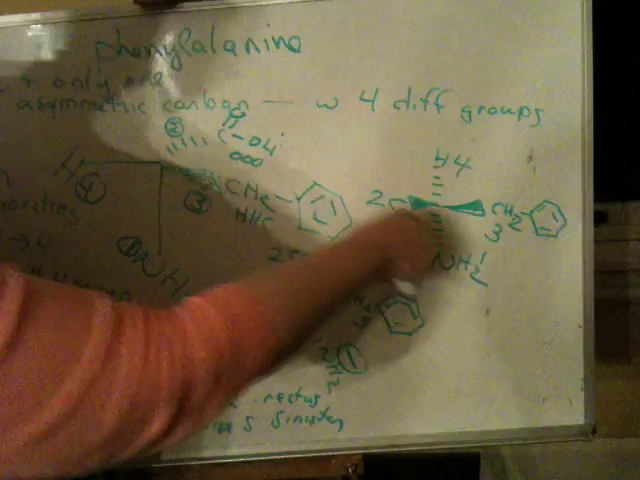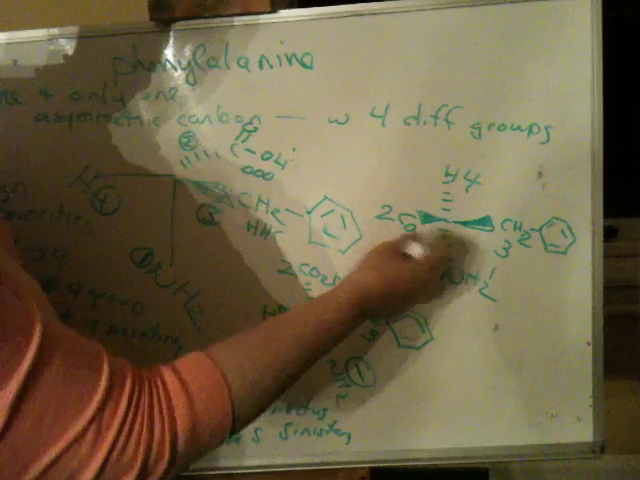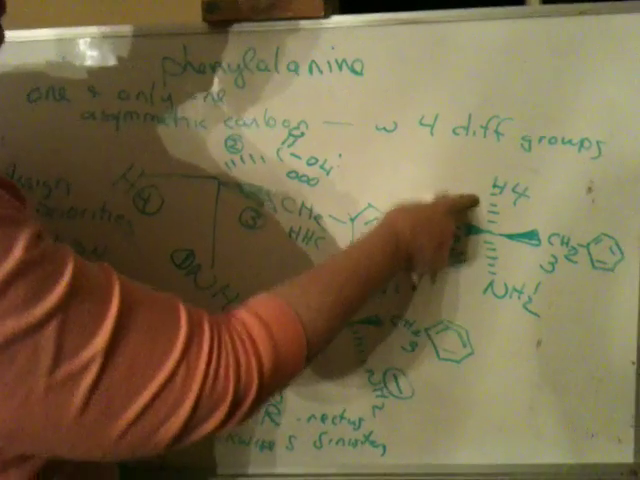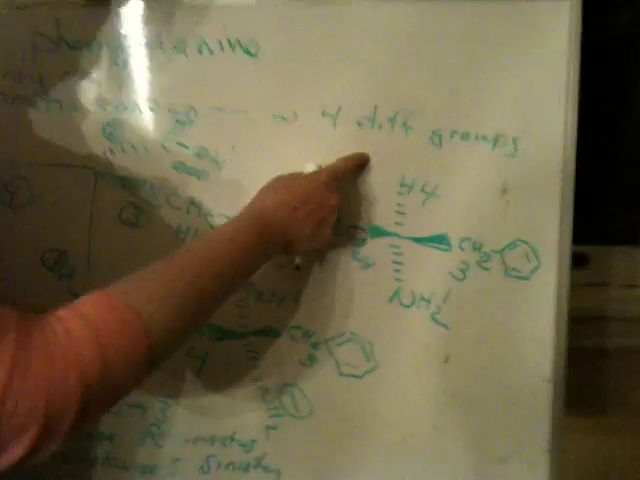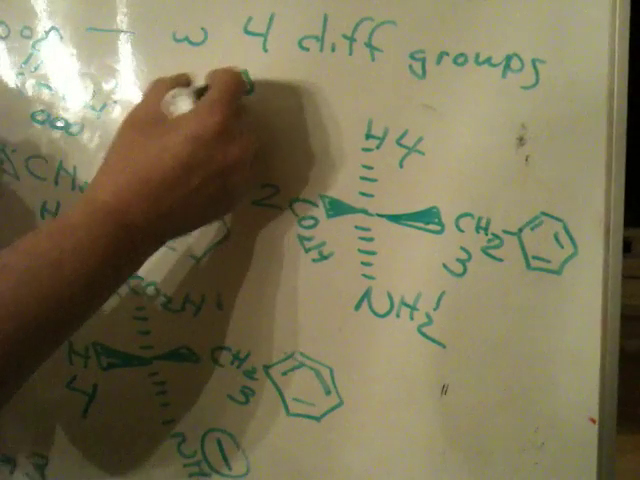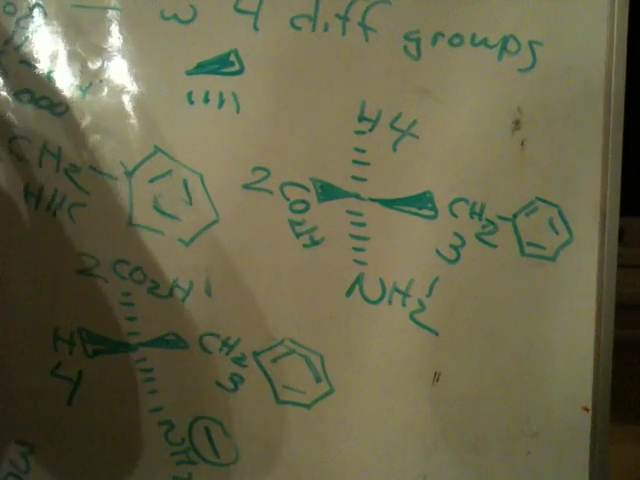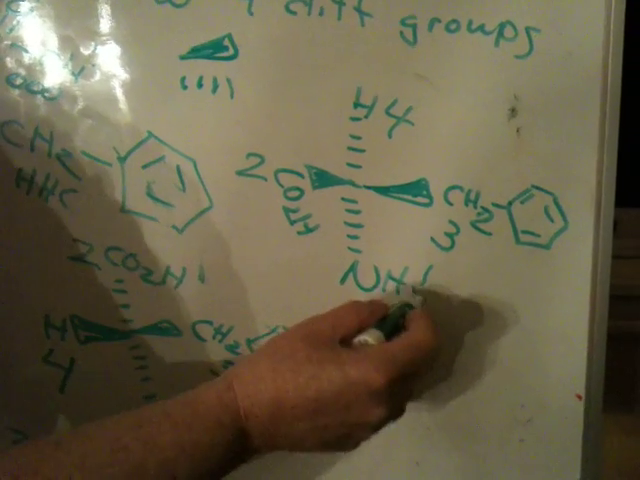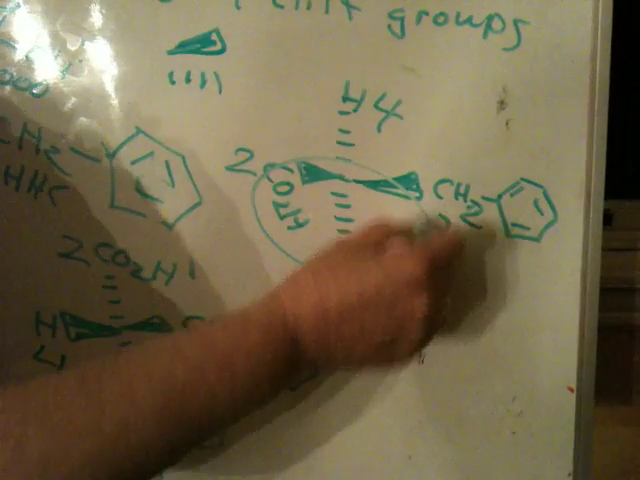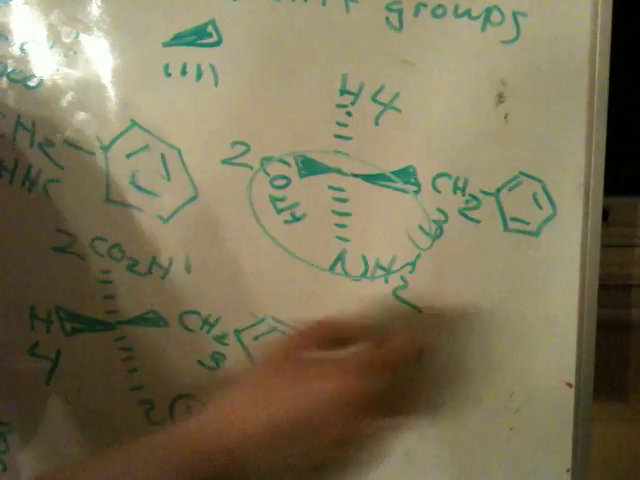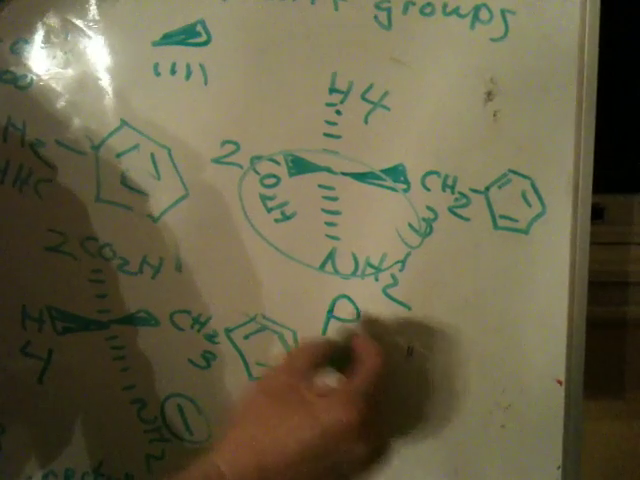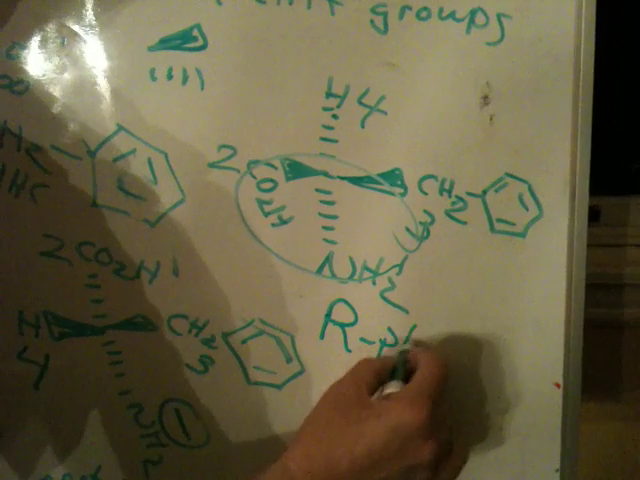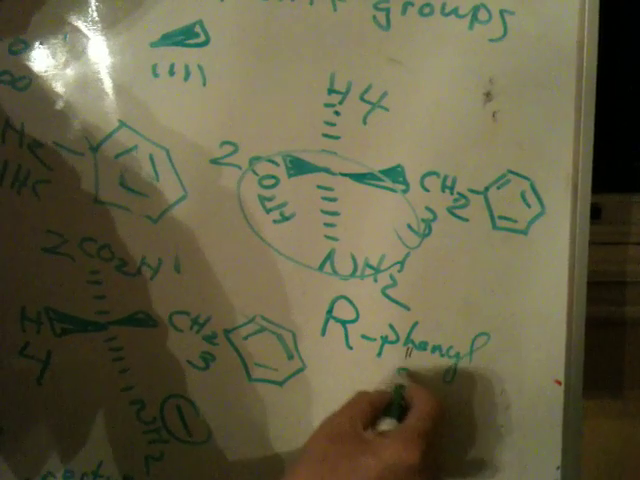Now, the reason this is a great looking model or molecule is that number 4 is going away from you. Okay? Why is it going away? Because it's a hash. Wedges are coming out towards you. Hashes are going away from you. So, when I trace the circle from 1 to 2 to 3 and number 4 is going away from me, it's clockwise. So this is R phenylalanine.